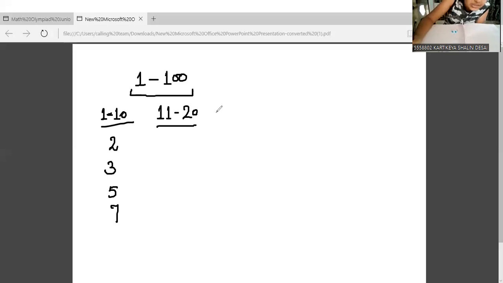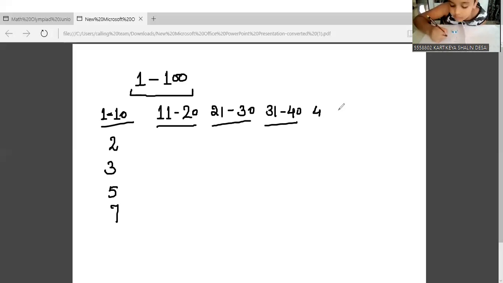Write down this. Write on your book, copy whichever you are using. 21 to 30. So in each line you will write this way. 31 to 40. You make a table of that. 31 to 40, then 41 to 50, then 51 to 60. You'll go up to 100. Take your time to write that.